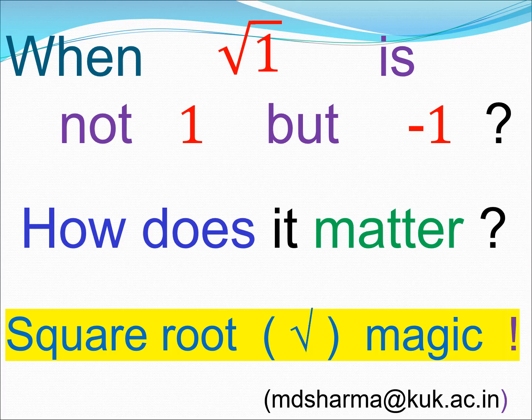The square root of 1 can be 1 and can be minus 1. And how it matters to say this, we go for this magic called square root magic.